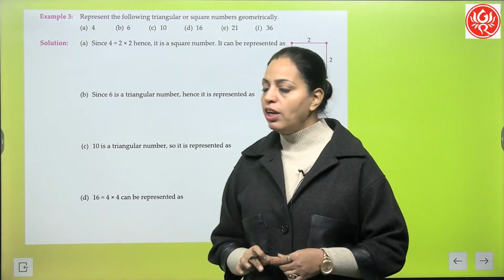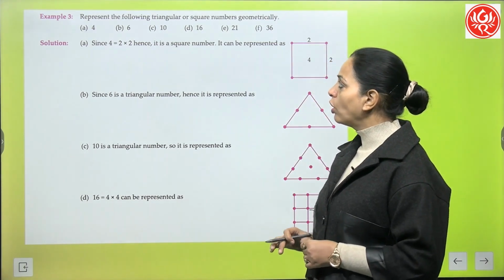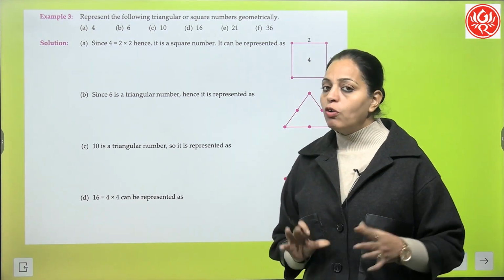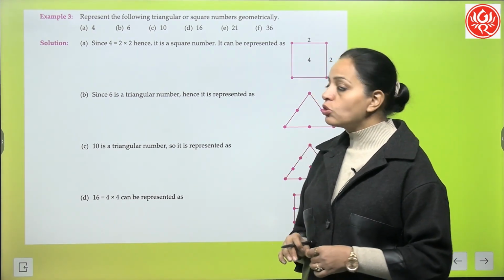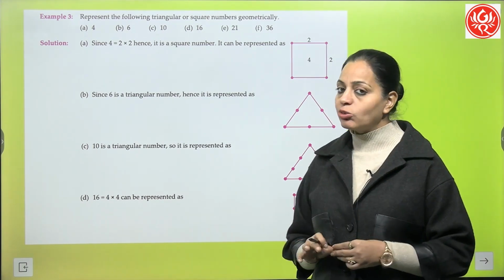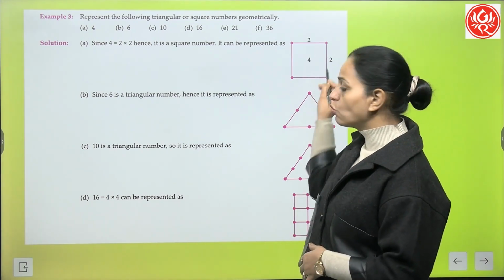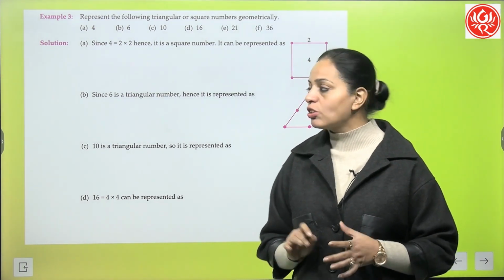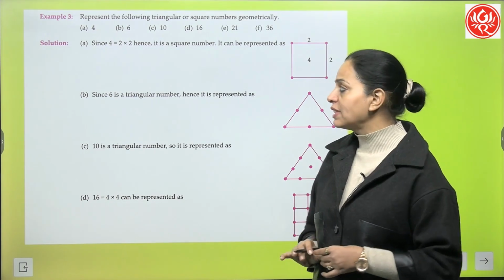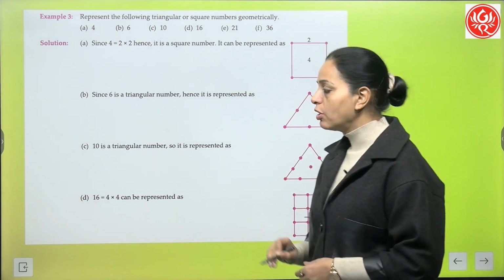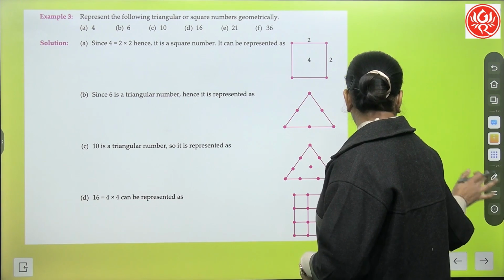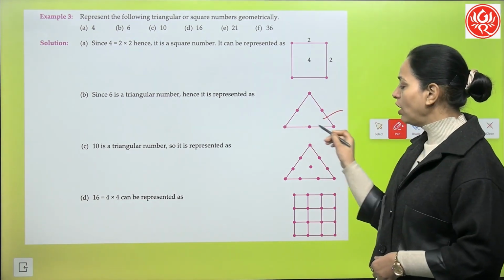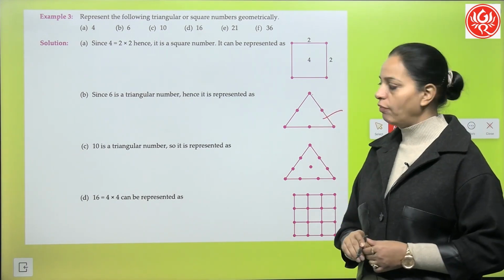Now example 3. Represent the following triangular or square numbers geometrically. See A part, 4. 4 is a square number. So we can represent it like a square. 4 dots, 2 into 2. Right? Now the next B part, 6. 6 is not a perfect square number. 6 is a triangular number. So how can we represent it? Like this. A triangle. 3 dots, 3, 2 and 1. Fine.